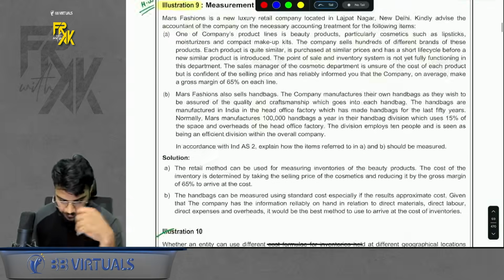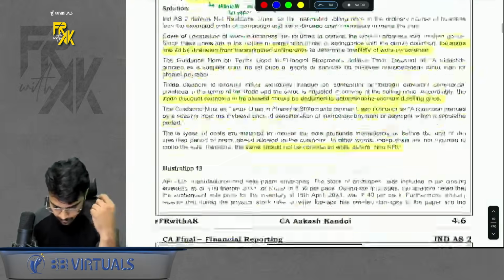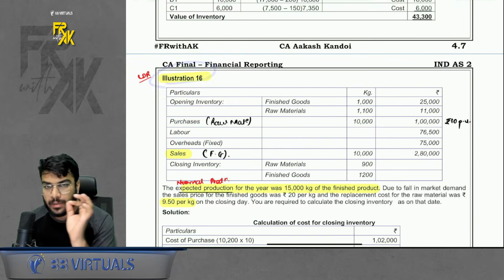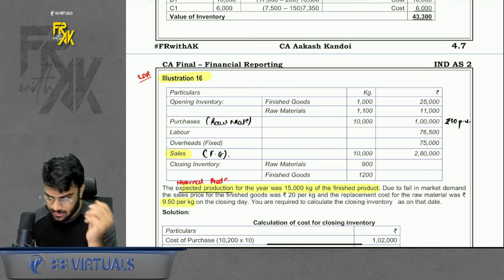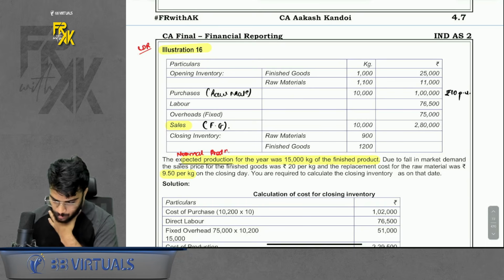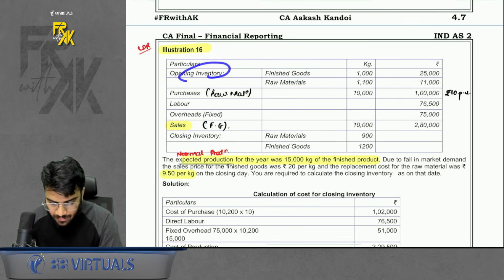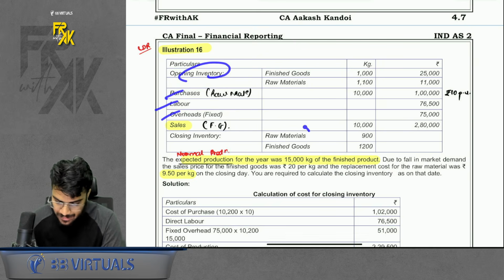Okay, then one more good question is, I guess, illustration number 16, a fantastic question. Please do give it a read. I will of course revise this with you. What is there? So we need to again find the value of closing inventory. How do we find it? Now opening inventory is given, few expenses are given, closing inventory is also given.